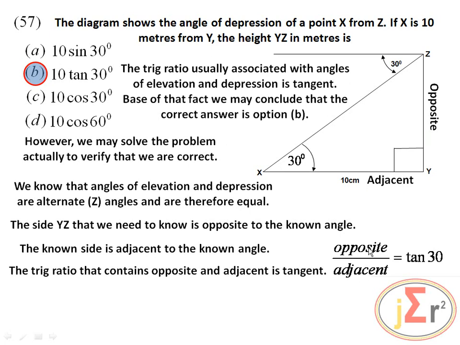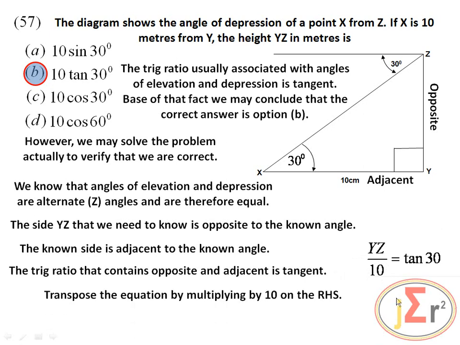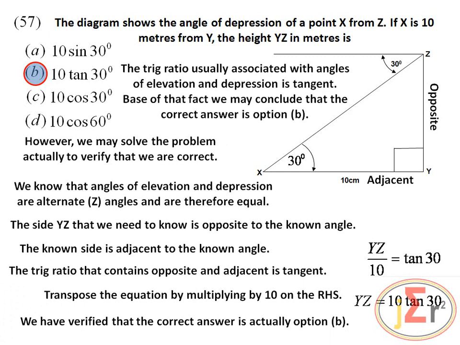We will put the opposite that we do not know, which is YZ, and we will put that over the adjacent that we know to be 10 meters. Then we need to eliminate this 10 by multiplying the equation by 10. We have 10 tan 30 on the right hand side. Transpose the equation by multiplying by 10 on the right hand side. YZ is equal to 10 tan 30. We have verified that the correct answer is actually option B.